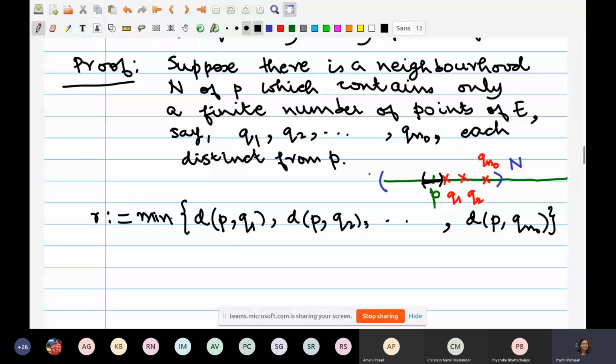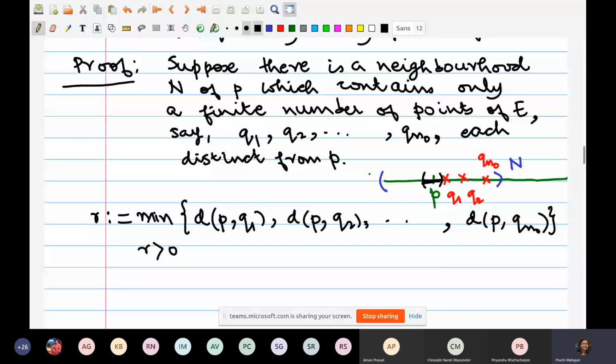Now certainly R is going to be positive. Why will R be positive? Because we have assumed that each of these points, Q1, Q2 up to Qn0, are all distinct from P. So each of these distances between P and Qi are positive quantities. And I'm taking a minimum of only finitely many quantities, so I'll get a positive outcome. Is that correct? Is everybody with me?